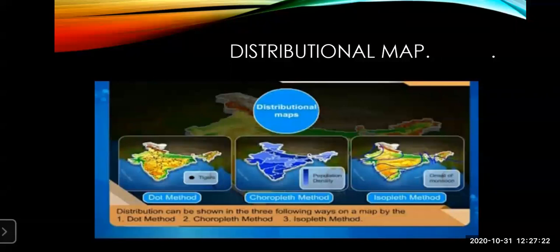Now, distributional map. This is just a revisional part. We have already covered it. Okay, distributional map. What are distributional maps? Distributional maps are the maps showing the distribution of various geographical variables. They are divided into three parts, that is dot method, choropleth and isopleth method.